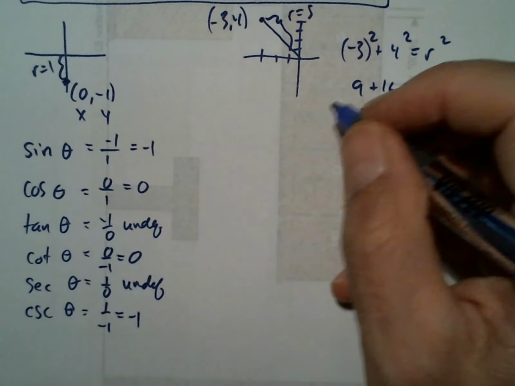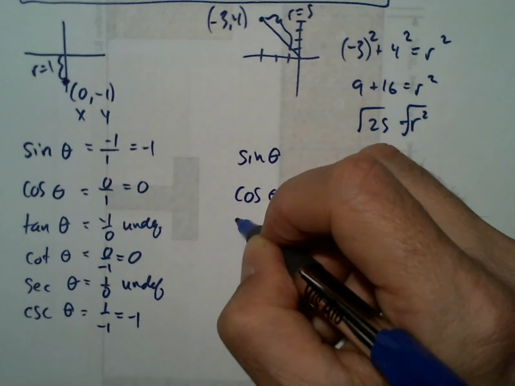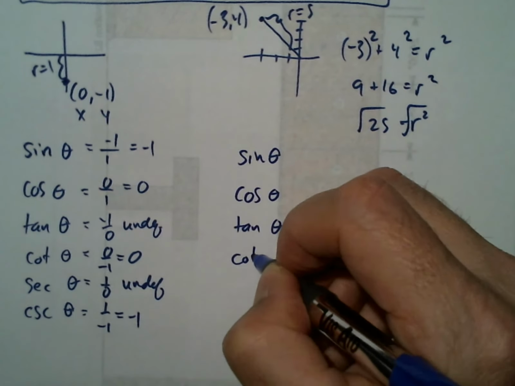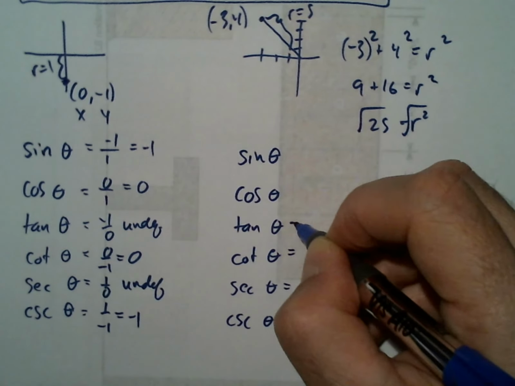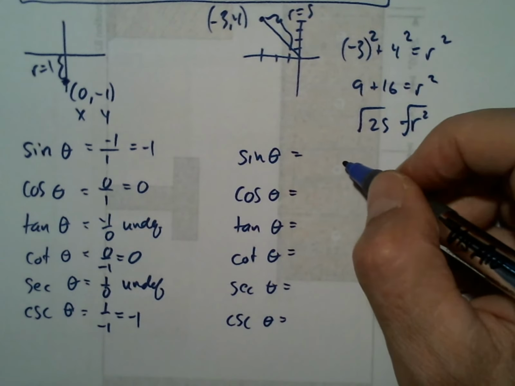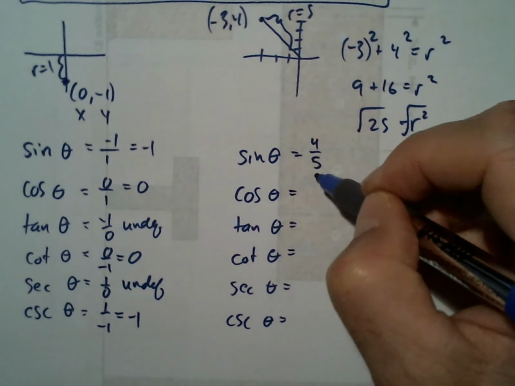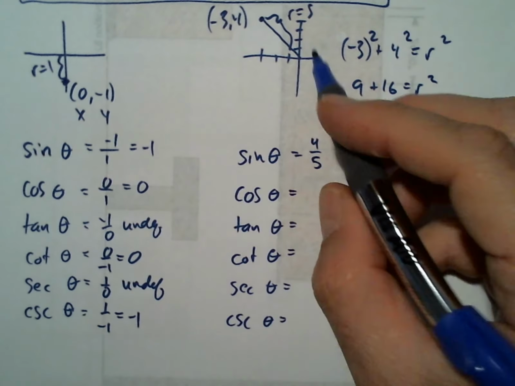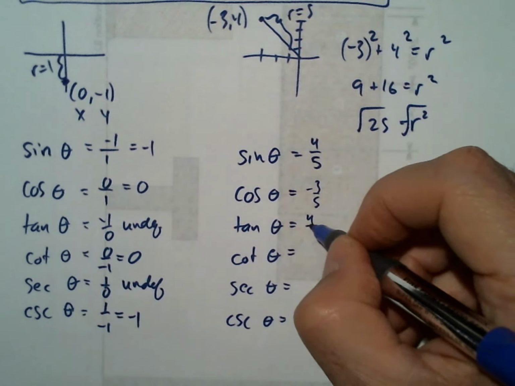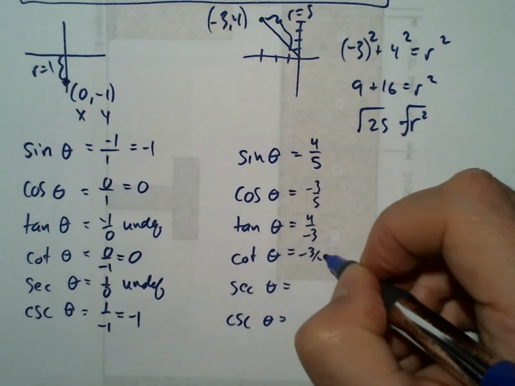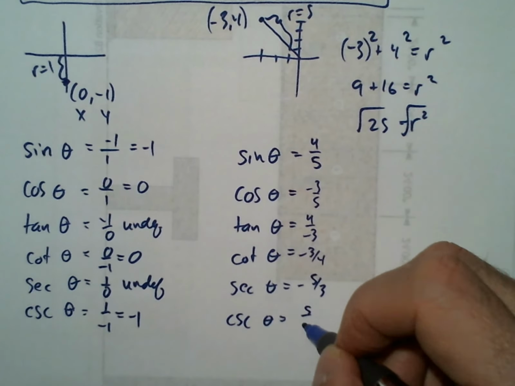Sine is y over r. Cosine is x over r. Tangent is y over x. Cotangent reciprocal, secant reciprocal, cosecant reciprocal.